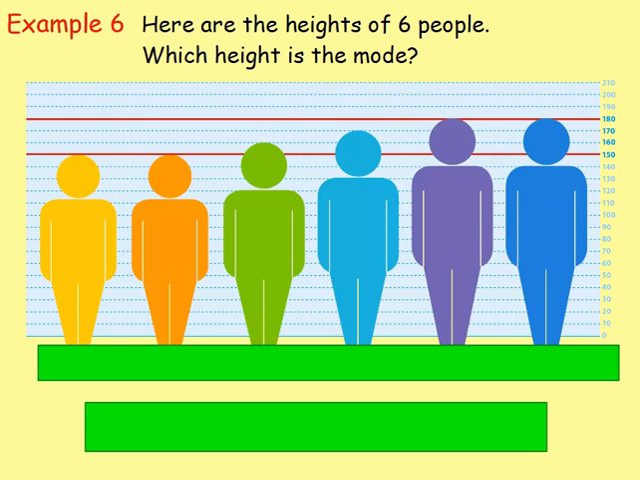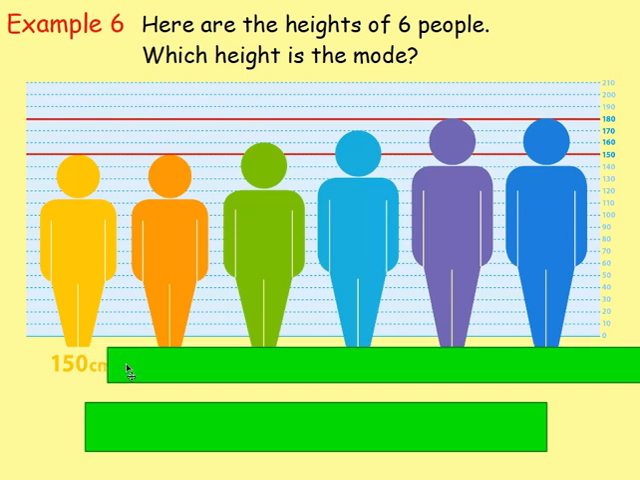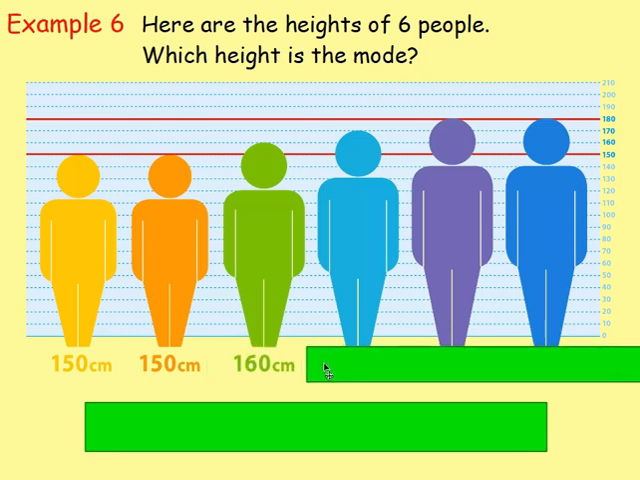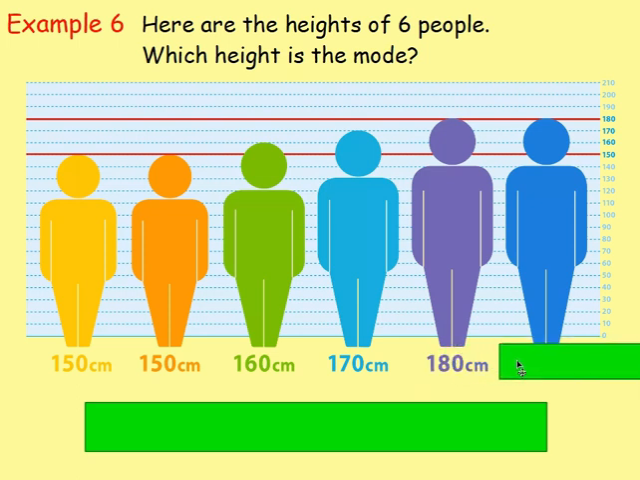Here's another example. We're looking at the heights of 6 people. Mr. Yellow is 150 centimetres. Mrs. Orange is also 150 centimetres. Mr. Green is 160 centimetres. Mrs. Blue is 170 centimetres. Mr. Purple is 180 centimetres. And the tall dude on the end is 180 centimetres. So which height is the mode?